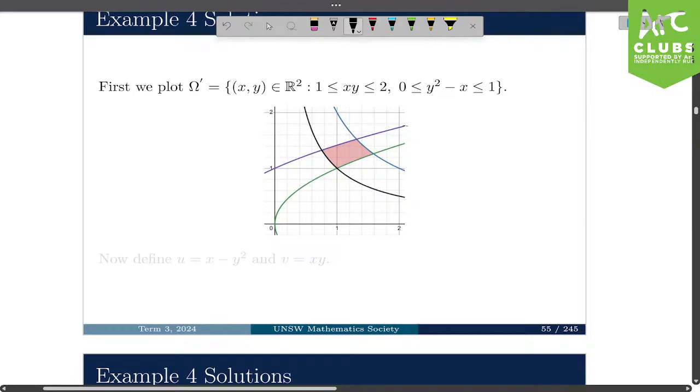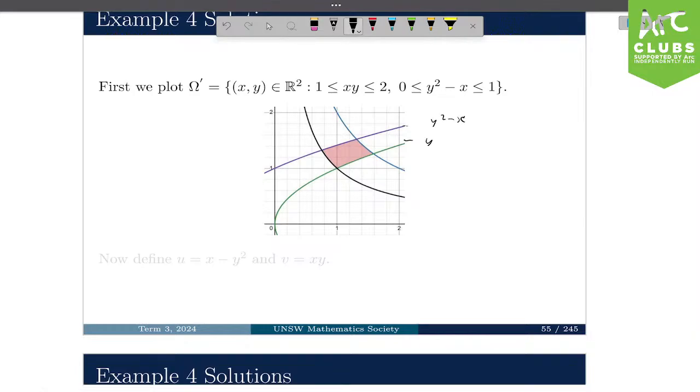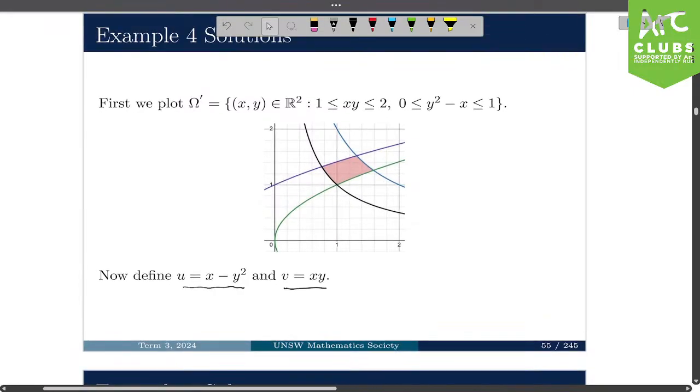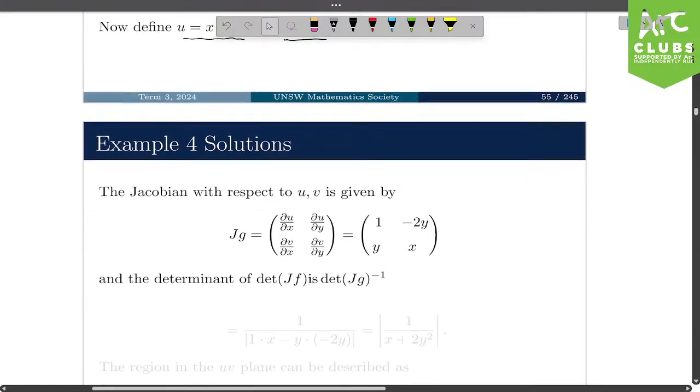So these lines correspond to y squared minus x. This one's y squared minus x greater than or equal to 0, less than or equal to 1. And these curves up here correspond to xy less than or equal to 2, xy greater than or equal to 1. So this is the region we're looking for. And now let's define u equals x minus y squared and v equals xy for the sake of simplicity, because those were our given boundaries there.